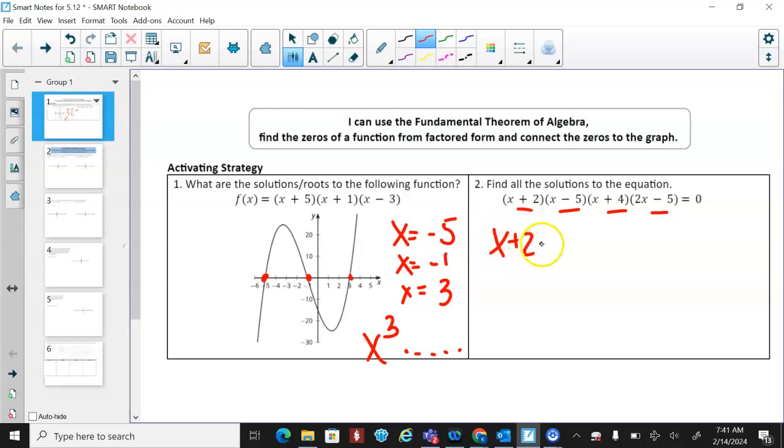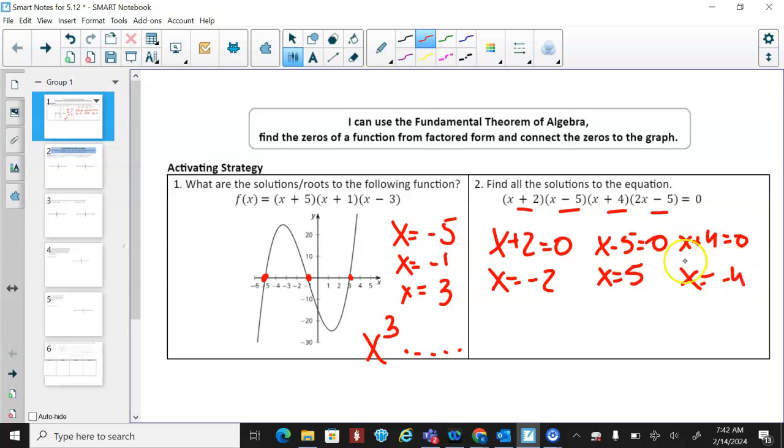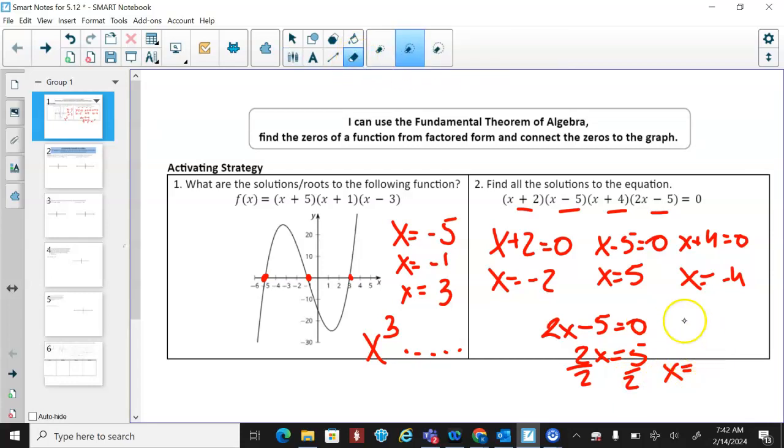So x plus 2 equals 0, where x equals -2. X minus 5 equals 0, where x equals 5. X plus 4 equals 0, where x equals -4. And lastly, 2x minus 5 equals 0. We'll move the 5, so 2x equals 5, and then we'll divide by 2. X equals 5/2.